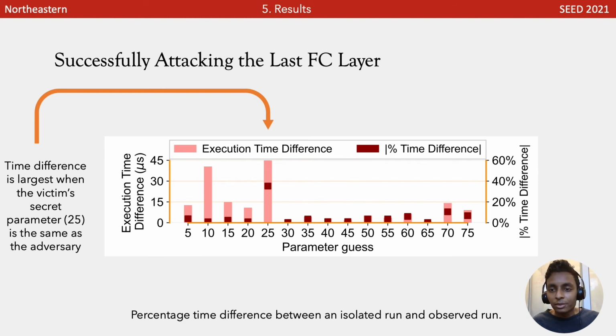And then in this graph, we can observe the time difference in microseconds on the left y-axis and the percentage time difference on the right y-axis. The highest percentage time difference allows an attacker to identify the victim's secret parameter. So in this case, it's recorded as 25.